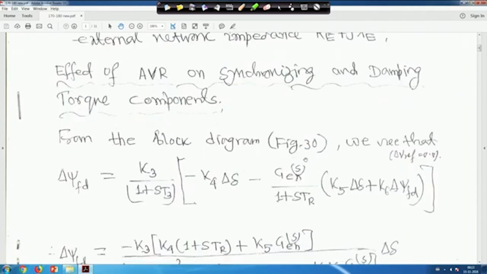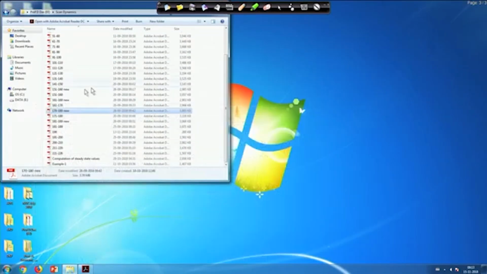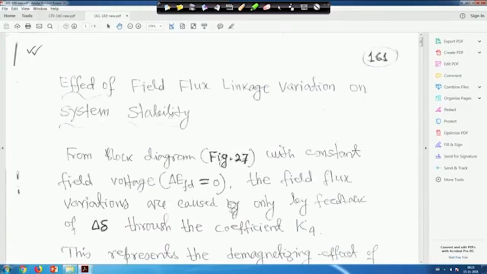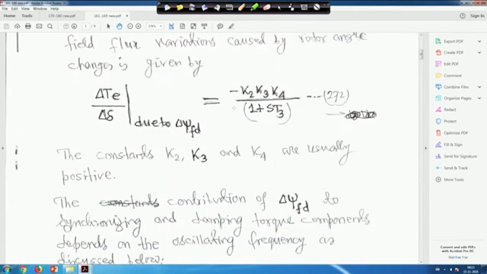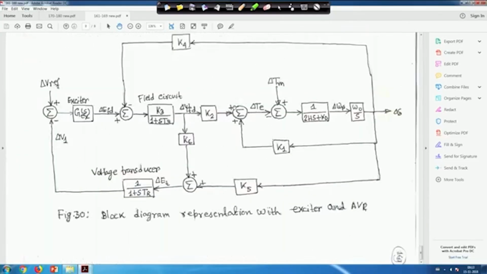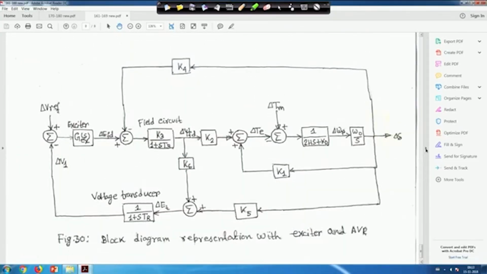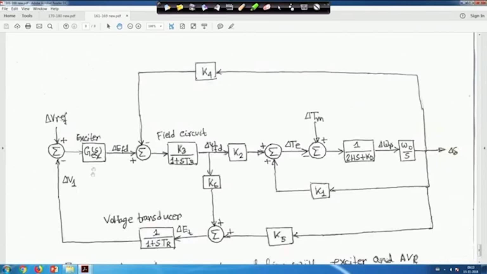So, from the block diagram, that is figure 30, we see that if we make delta V reference equal to 0. So, I will go back to figure 30, right. Let me go down, this is figure 30. So, for example, if we set delta V reference equal to 0, and if we neglect T R, then what will happen? The input here is k 6 delta psi f d and k 5 delta delta.